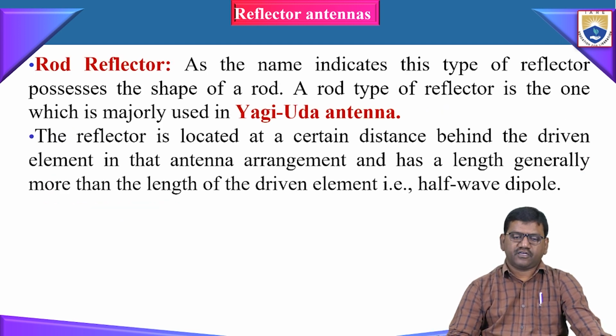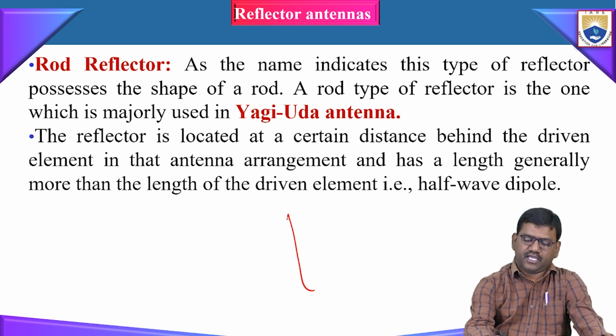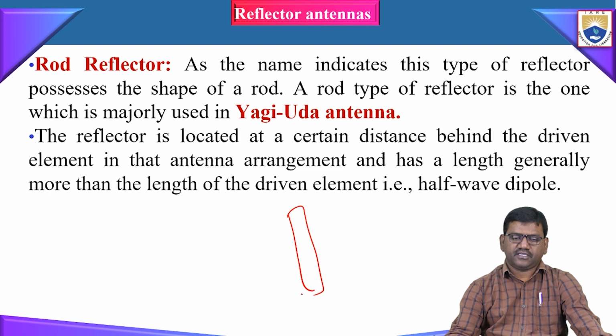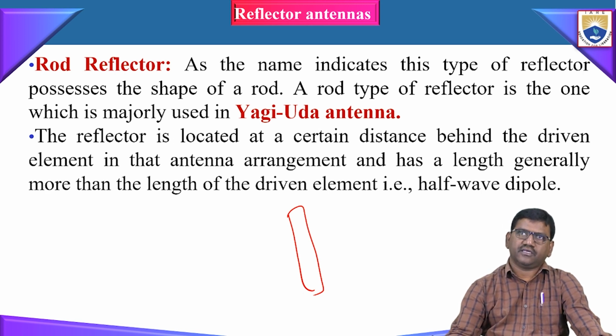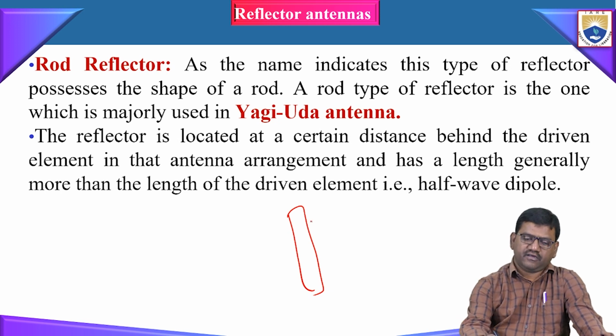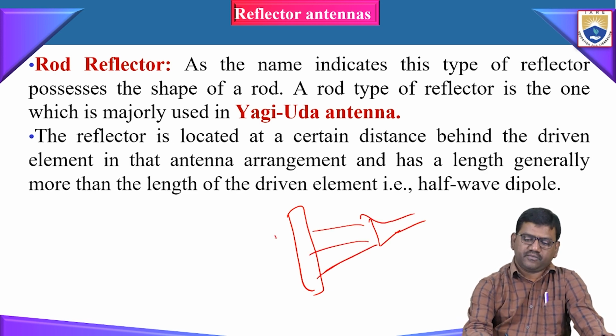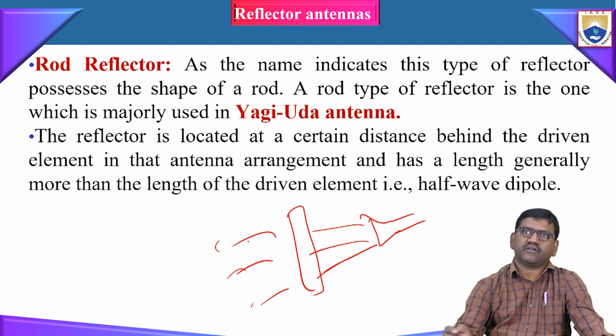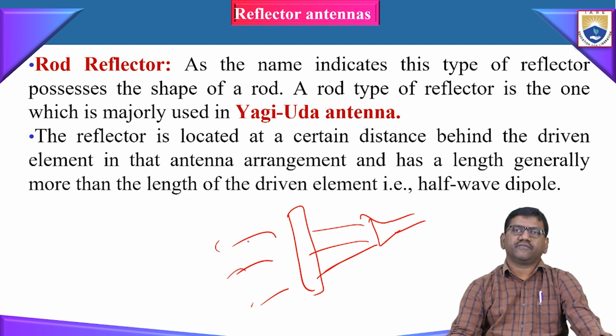So there are different types of reflector antenna. One is the rod reflector. As the name indicates, this type of reflector possesses the shape of a rod. Most of the energy is wasted in this rod reflector antenna. Whenever we transmit energy from the rod, some amount of radiation falls on the reflector, and some amount of radiation goes to the backside of the rod reflector. So some amount of energy is wasted in the rod reflector antenna.